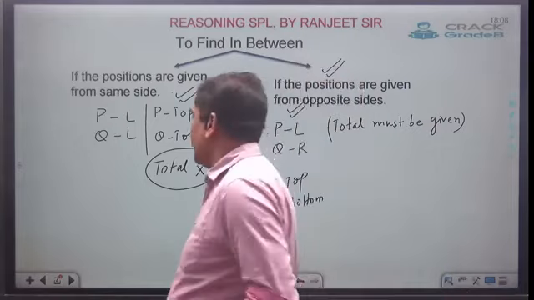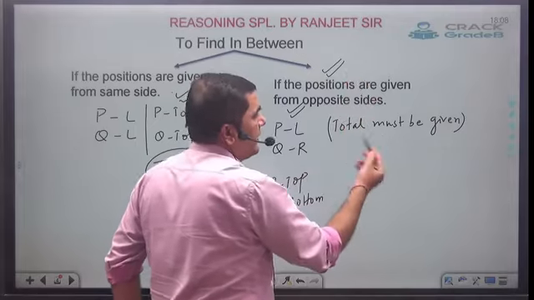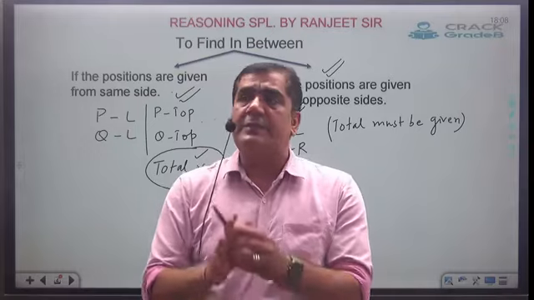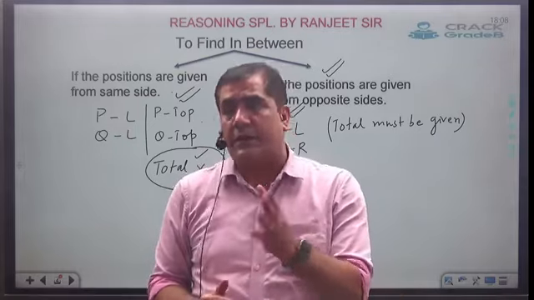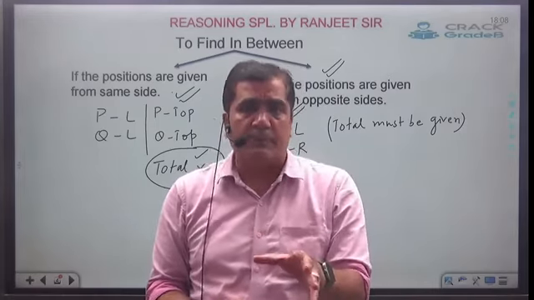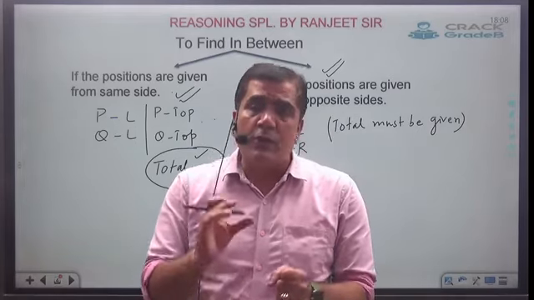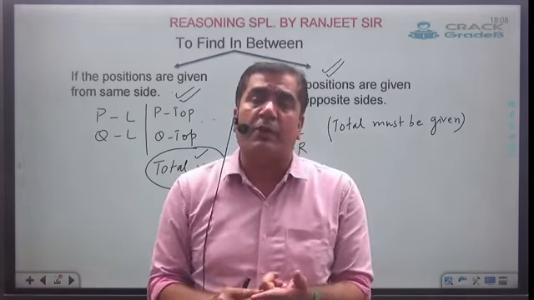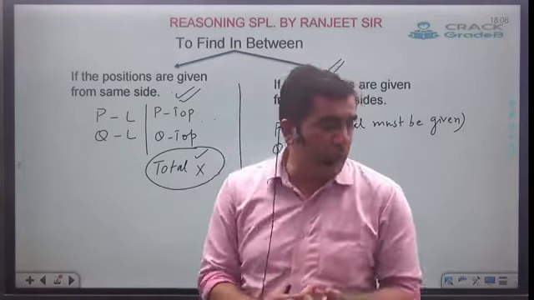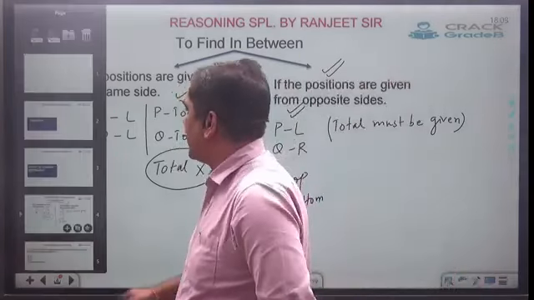Okay. Now, here total must be given to me. If total is not given, the answer will be data inadequate. Suppose in any problem, the examiner says P is 20th from left and Q is 30th from right, and straightaway asks how many students are between P and Q. Since total number of students is not given to me, I won't be able to find out whether that will be case 1 or case 2. So my answer is going to be data inadequate. Clear? Okay.